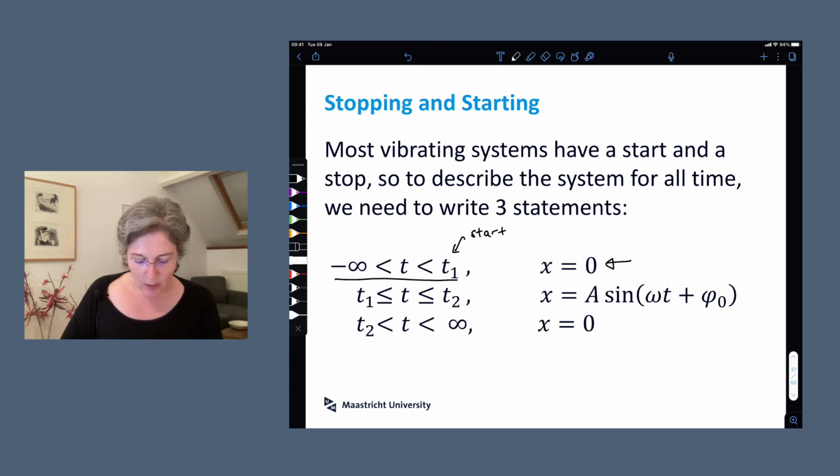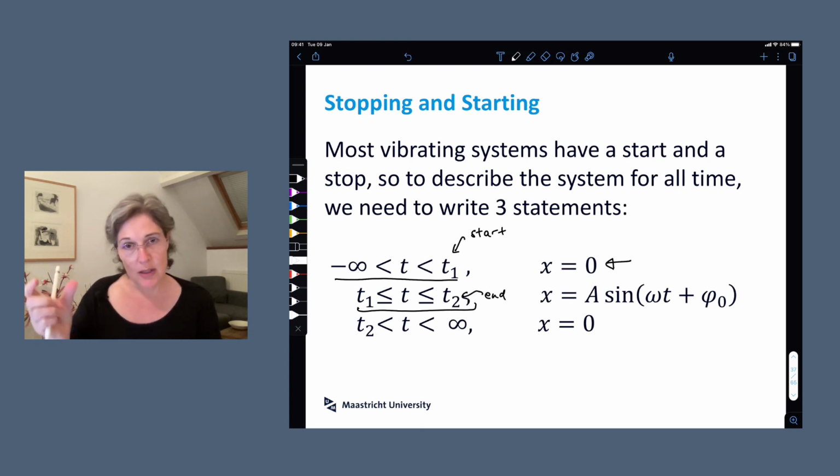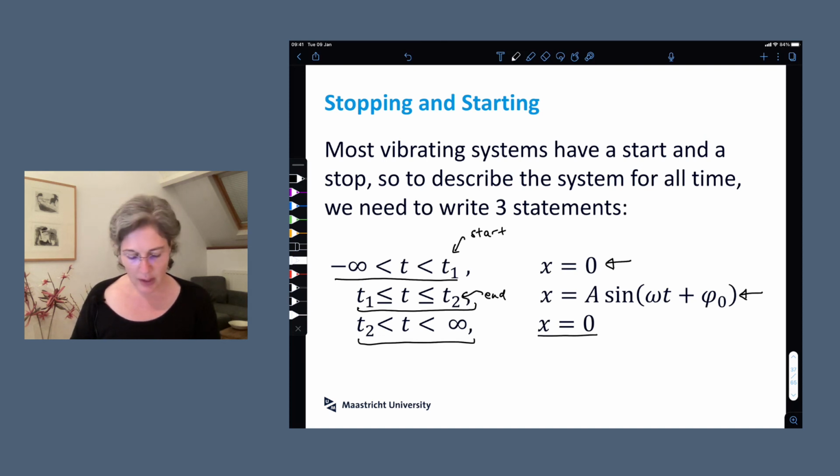Then we think about what happens while the system is actually vibrating. So we're saying t2 is when our system stops. So between t1 and t2 our system is vibrating, so the displacement is given by our simple harmonic motion equation. At t2 things stop, and so for all the rest of time our displacement is 0. But mostly we spend our time thinking about this patch over here. We don't worry too much about the bits on either side.